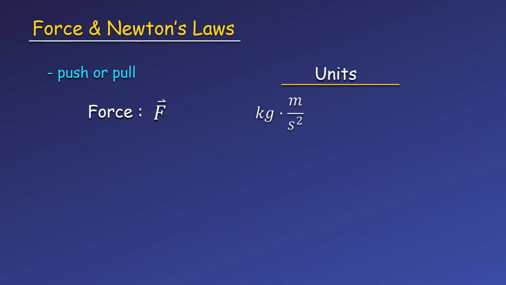The units of force are kilograms times meters per second squared, which will make more sense later when we get to equations. Rather than carrying all of these units around everywhere, we call 1 kilogram meter per second squared a Newton, which we will write with a capital N.